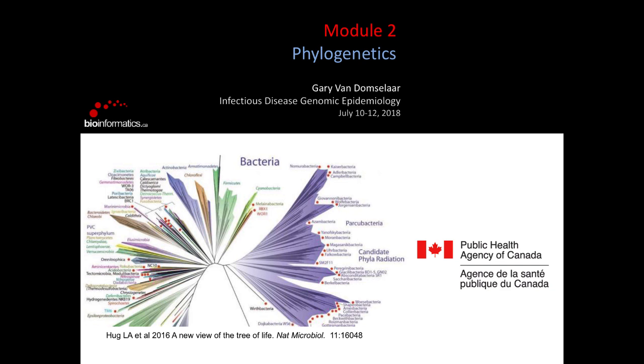So, which method would you think would be the least computationally expensive: UPGMA, neighbor joining, or maximum likelihood? UPGMA, right. The second easiest would be neighbor joining, yeah, right. And then the one that involves the most computational expense is maximum likelihood.